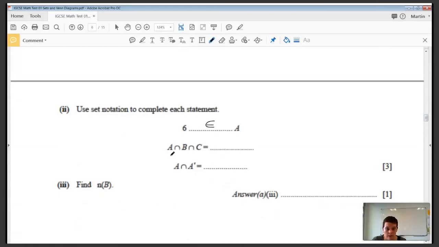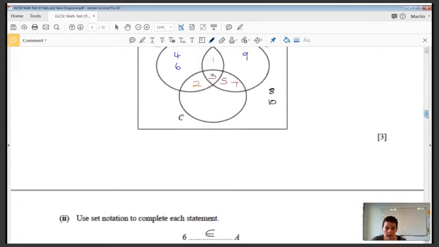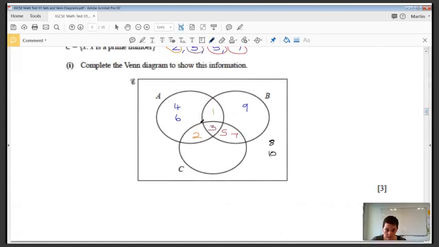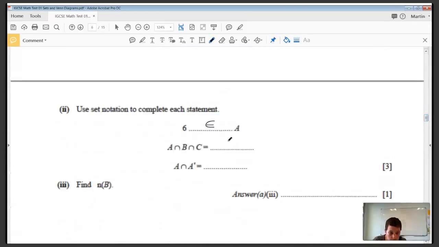Then they ask us for the intersection of A intersected with B intersected with C. So we have to look at who's in A intersect B intersect C. That's the one we actually started with at the very beginning. That's our 3. So then we have to draw our squiggly brackets and just put our 3 in, because he's the only one who belongs there. And now we get some fun.